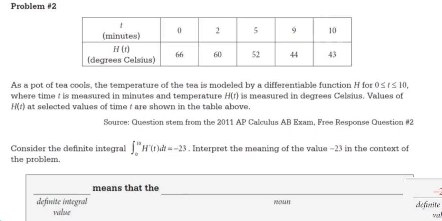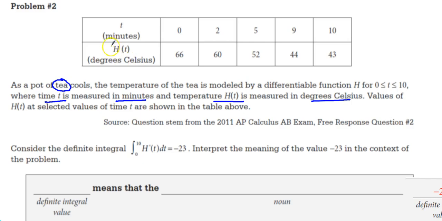We have a slightly different scenario here. Page number 58 is example 2. Let's take a look at this story here. As a pot of tea cools, the temperature of the tea is modeled by differentiable function h of t. t is from 0 to 10, and t is measured in minutes. There are so many t's we are talking about: the tea, drinking tea, and the time t. Temperature is measured in degrees Celsius.